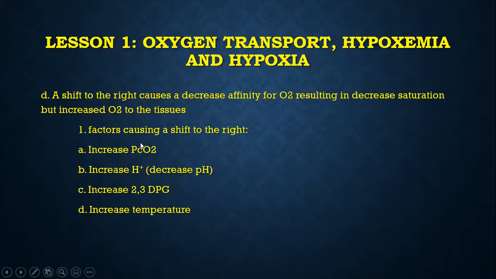All right, we talked about the shifts. A shift to the right causes a decreased affinity, meaning right releases. It doesn't love oxygen as much, so it releases it to the tissues, resulting in a decreased saturation. But it's an increase in oxygen at the tissues, right? Because it released it from the hemoglobin into the tissues. That's what we want to happen, so that the tissues will get it, right?